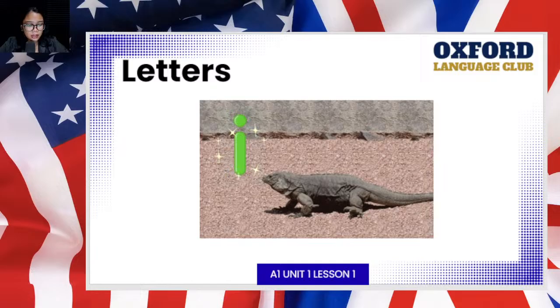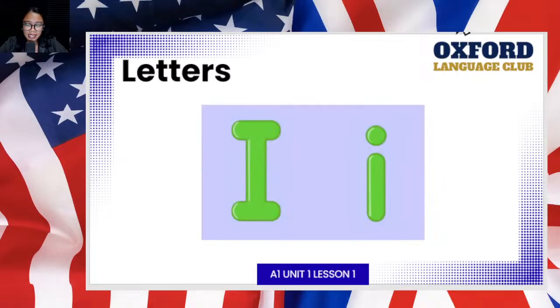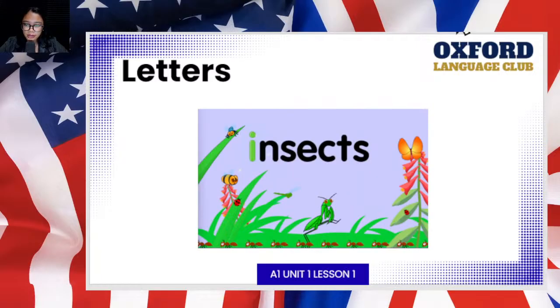Oh, this is an animal. What is this animal? Are we familiar with it? This is a long, big lizard. That is an iguana. Again, iguana. What is our letter again? Letter I. How do we pronounce it? E. What is our word? Iguana. Let's move on to the next and last word for letter I.